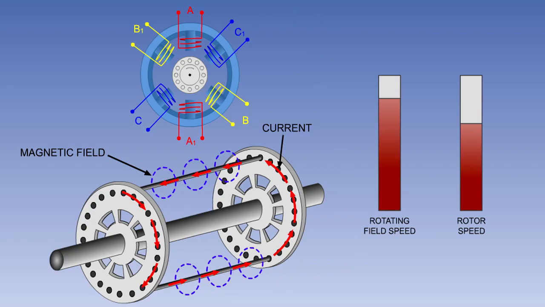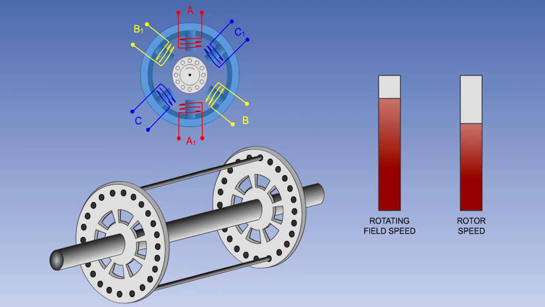The speed of an induction motor is determined by the frequency of the supply and the load on the motor. The rotor never quite reaches the speed of the rotating field. The reason for this is because if it did, then the squirrel cage bars would not be cut by any lines of flux from the rotating field, and no voltage would be induced in them.